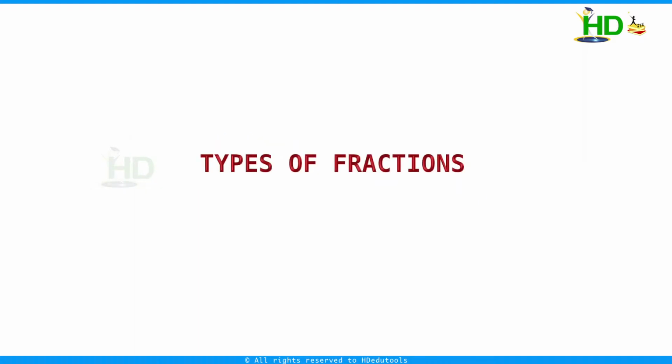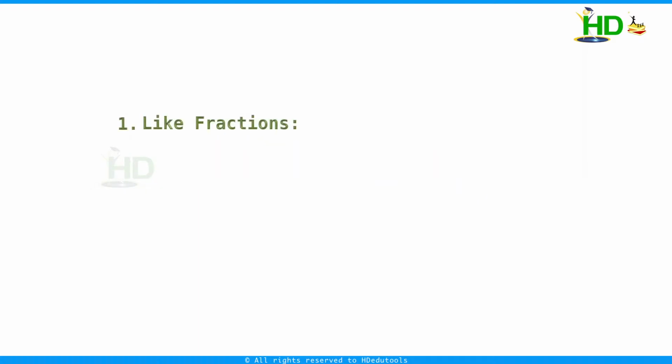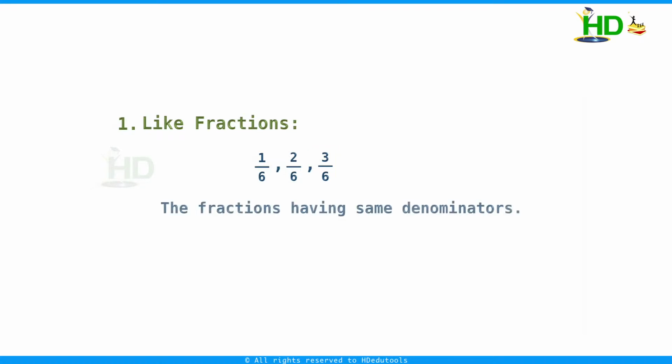Types of fractions. Like fractions. Look at these fractions: 1/6, 2/6, 3/6. What do we observe? All these fractions have the same denominator, that is 6. Hence these fractions are called like fractions. That is, the fractions with the same denominators are called like fractions.